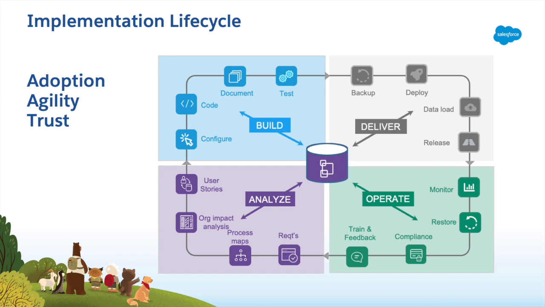So first of all, let's look at the Salesforce implementation lifecycle. And you can see it here, the 4 phases of analyze, build, deliver and operate. So in the analyze phase, we're understanding what the business users need, building user stories, so we can then pass them across to the build phase, where it can be configured or coded, and we can document what we've built, get it tested. So we're then in a position to go to the grey corner to deliver, where we're backing up our metadata, deploying the changes through the implementation lifecycle, releasing it into production.